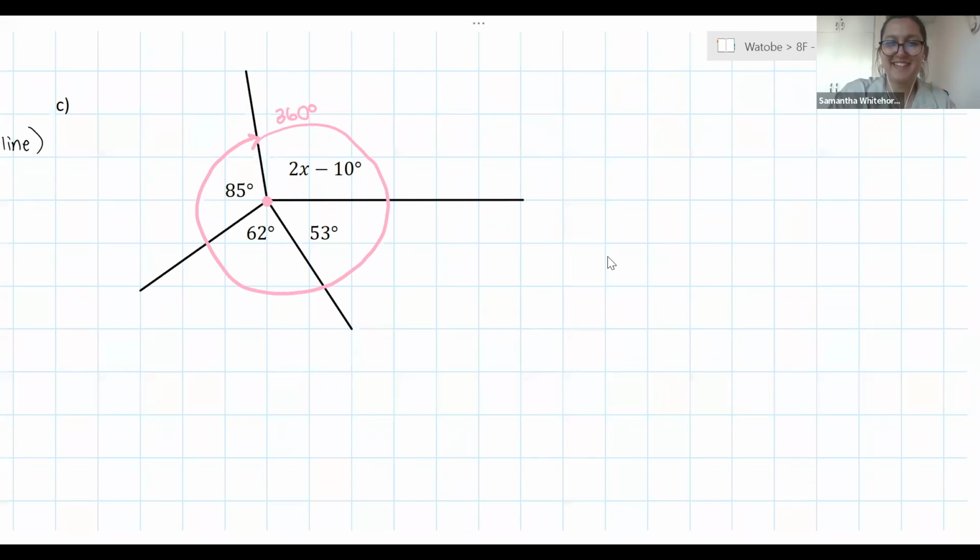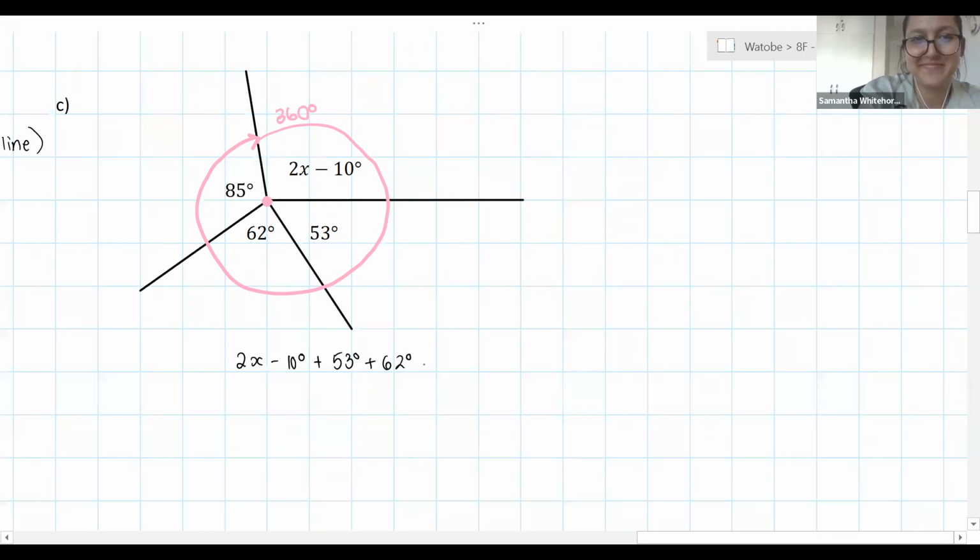Ma'am, I'm not sure, but I think you say 2x minus 10 plus 53 plus 62 plus 85 equals 360 degrees. Excellent. And what's your reason? Angles around the point. Wonderful. Well done.